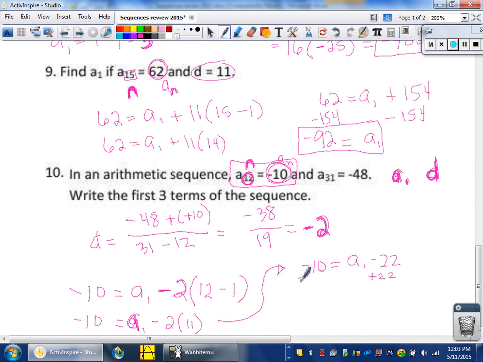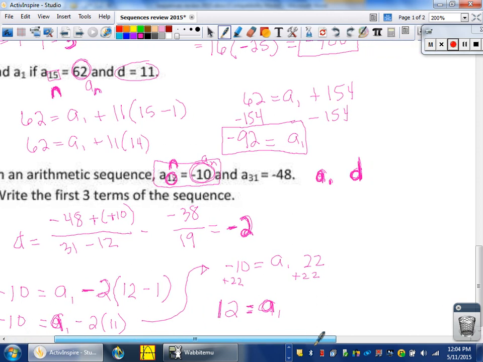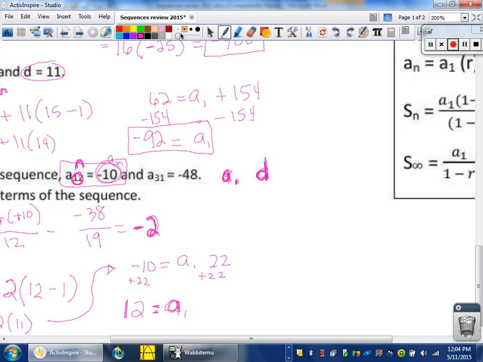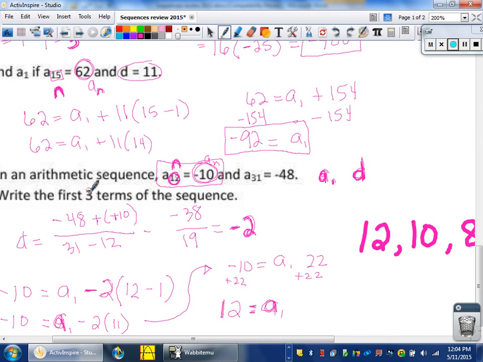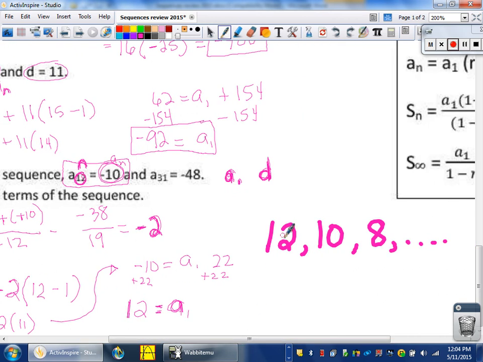Adding 22 to both sides means we had a first term of 12. That's a sub 1. So once we know the first term was 12, and we have a difference of negative 2, the second term has to be 10, and then the third term has to be 8, and so on and so forth. So we just want the first three terms. 12 is the first, 10 is the second, and 8 is the third, because they all have a negative 2 difference.